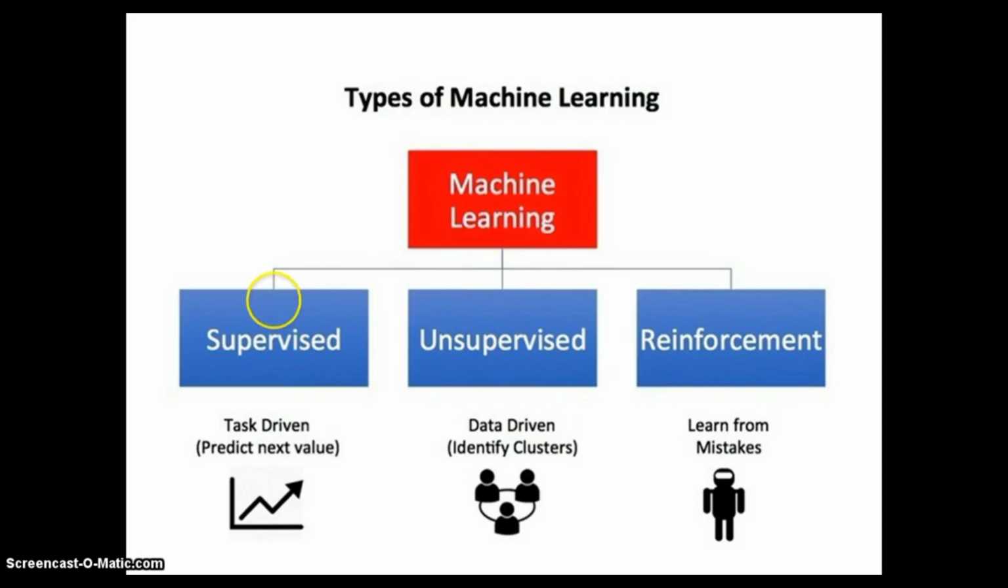So supervised is task driven, unsupervised is data driven, and reinforcement learns from mistakes. So what is this? Task driven means the prediction is based on the task. It will predict the next value by analyzing the data and following the instructions provided in the data, or by learning from past experience.